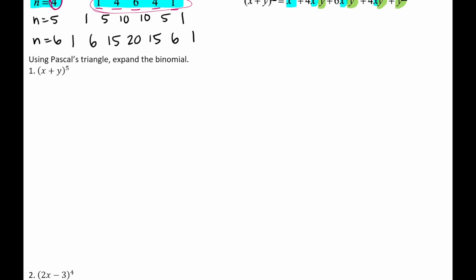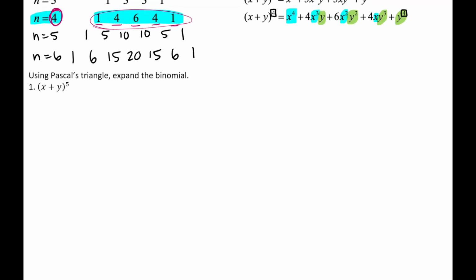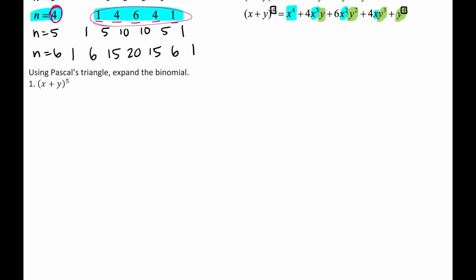We are going to use this to practice expanding the binomial x plus y to the 5th. The first thing we're going to do is write down the coefficients. So I'm going to be using the coefficients for the row that has a 5 in it, or the 5th row.